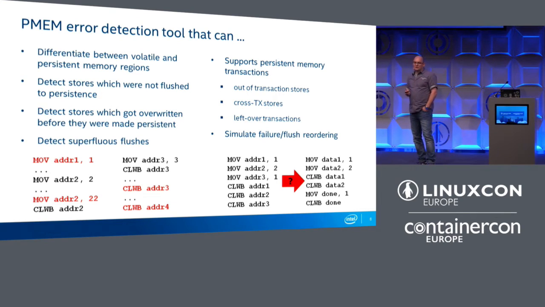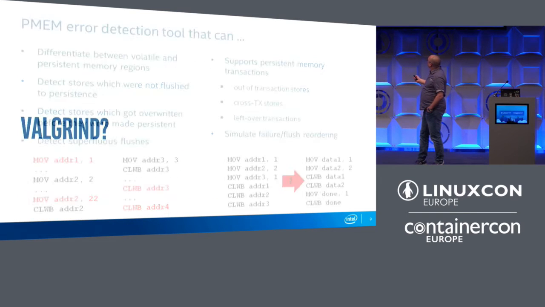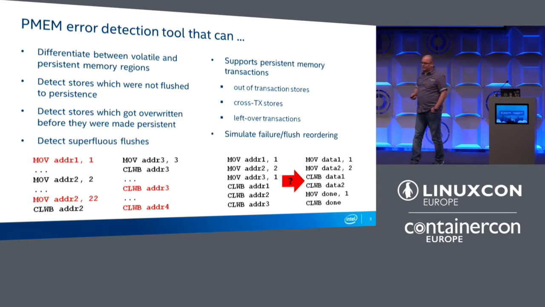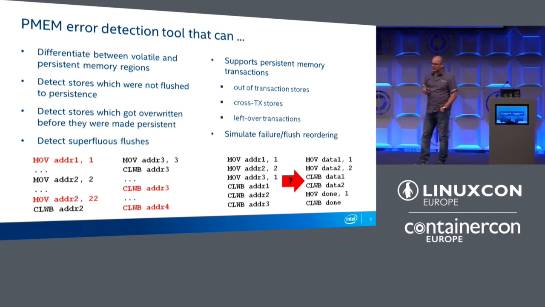So first of all, this tool had to recognize which memory is persistent and which is not, because only for persistent memory do all those flushing and transactions apply. Also, as I said, it should detect the stores that were not flushed: you store, you don't flush, and you store new data to the same location. Probably there's something wrong with your program. It should also detect some unnecessary flushes, and probably provide some support for transactions, which I will talk about on the next slide.